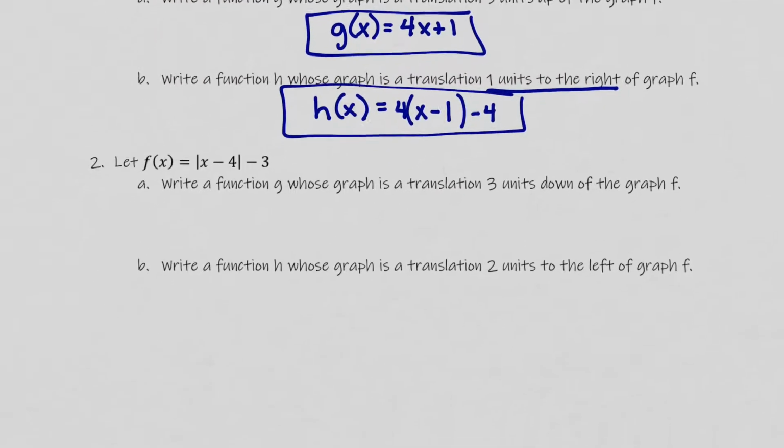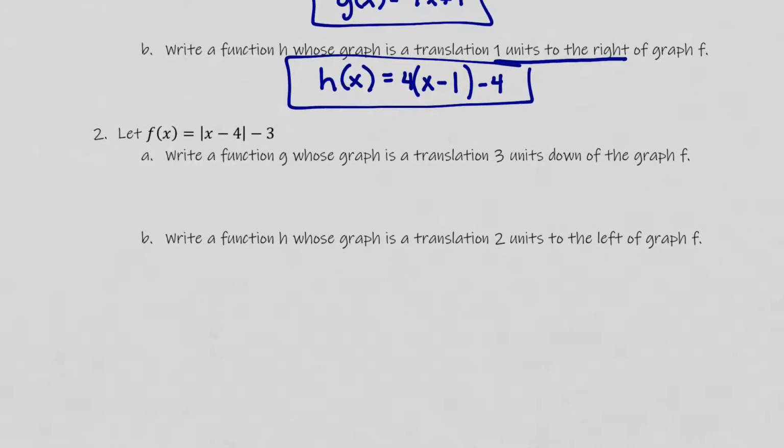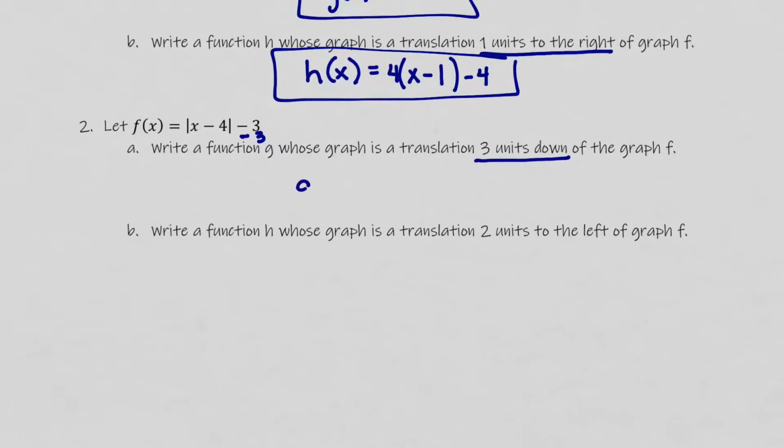So if we come down to number 2 here, we're now going to deal with an absolute value function. And it wants us to write a function g whose graph is a translation 3 units down. Okay, so down, y is negative going down, so it's minus 3. And this is a function g, it says. So nothing else in the equation changed, so I leave that the same, but now it became a minus 6.